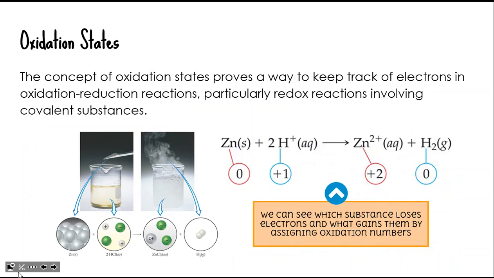Looking at this particular reaction, the concept of oxidation states provides a way of keeping track of the electrons, particularly in redox reactions that have covalent substances.